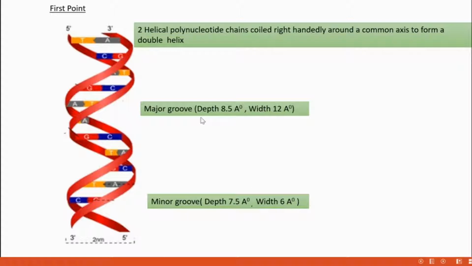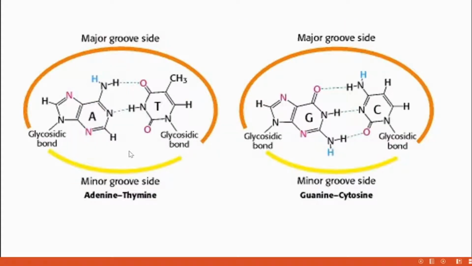Why do this major groove and minor groove exist in the DNA double helix? Why can't they be of the same type? There is a reason that we are going to see next. What is the reason for the existence of a major and minor groove? This is a cross section of one DNA double helix. This is another DNA double helix. You need to listen only to this picture now.